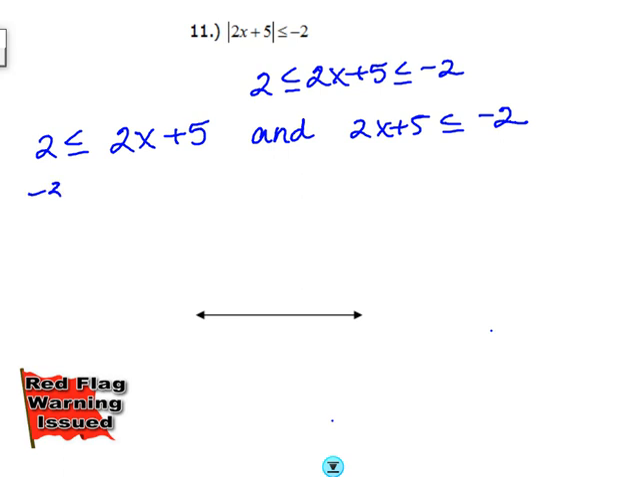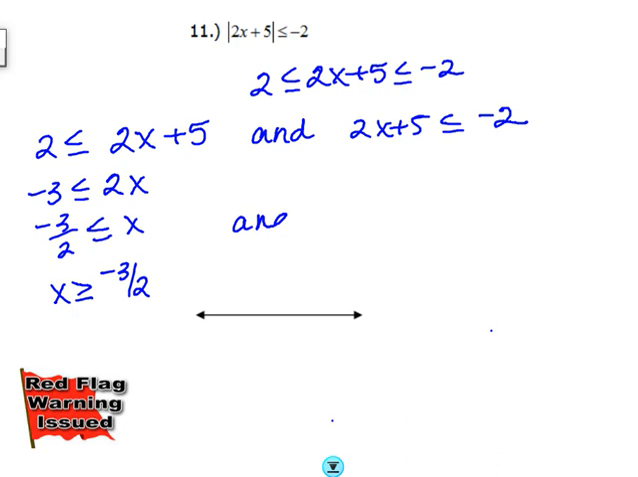All right, so let's subtract 5. We get, what, -3 less than or equal to 2x. Divide by 2, so -3/2 is less than or equal to x. All right, we like to have our x on the left-hand side so it's easy to graph. So symmetric property again, flip this whole thing over. And, all right, subtract 5, you get -7. Divide by 2, we get -7/2. So let's graph both of these.